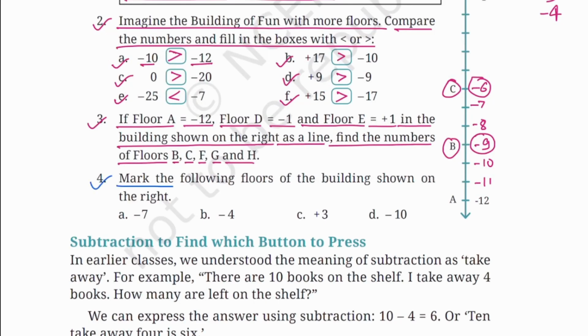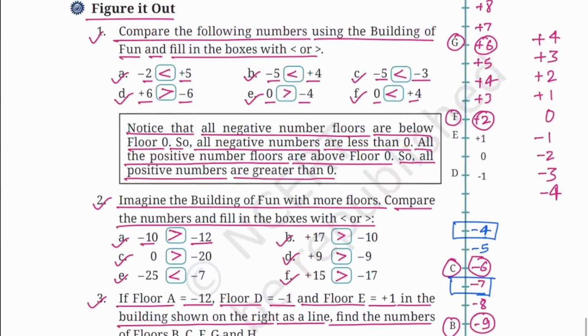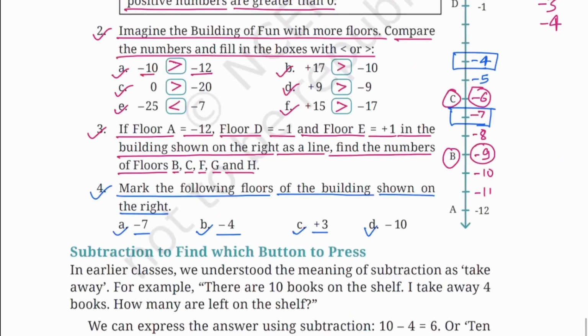4. Mark the following floors of the building shown on the right. A minus 7, B minus 4, C plus 3, D minus 10.